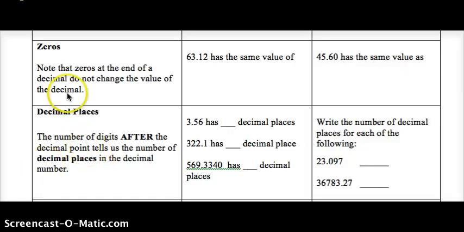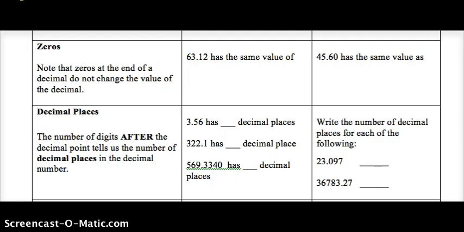Now for the next section of the worksheet, zeros. Girls, when you see zeros at the end of whole numbers, they're very, very important. However, zeros at the end of a decimal do not change the value of a decimal. I'm going to show you a whole number, for example. Let's say we've got 27 and I put a 0 on the end. 270 is very different to 27, and so is 2,700. So zeros on the end of whole numbers change the value of the whole number. However, zeros at the end of a decimal do not change the value of the decimal.